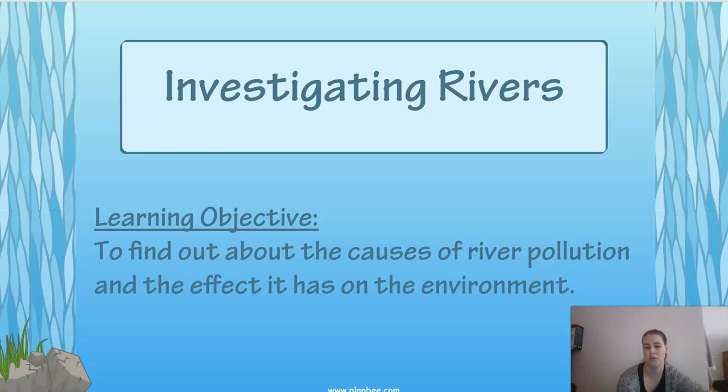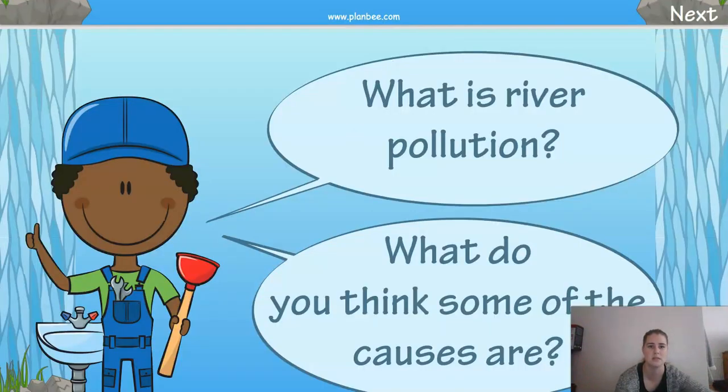We're going to focus on the causes of river pollution today, and look at the effect that it has on the environment. We've looked at the water cycle, how rivers work, where they build, and what happens when rivers overflow and flood. Today we're going to look at the causes of river pollution, because it's such a big thing for the ecosystem and for our environment, and river pollution can have some very serious consequences.